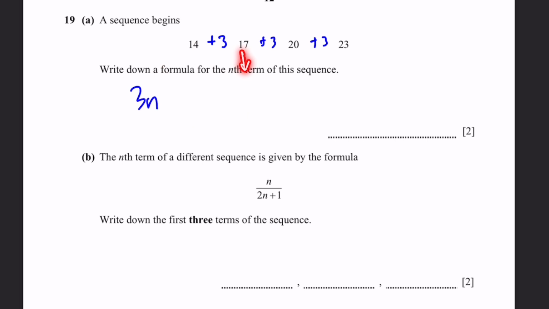And over here, 3n will be 6 because n is 2. Add 11 to that, we'll get 17. So whatever we get for 3n, if we add 11 to it, we will get this sequence. And that's why the answer is 3n plus 11.